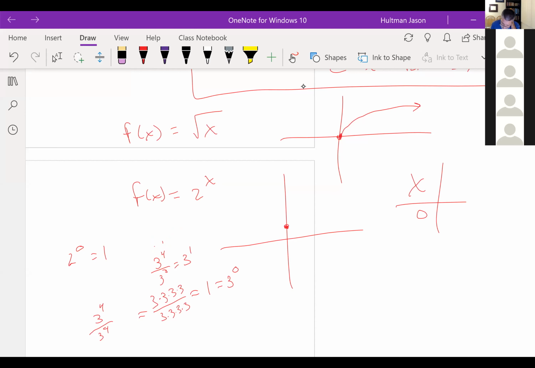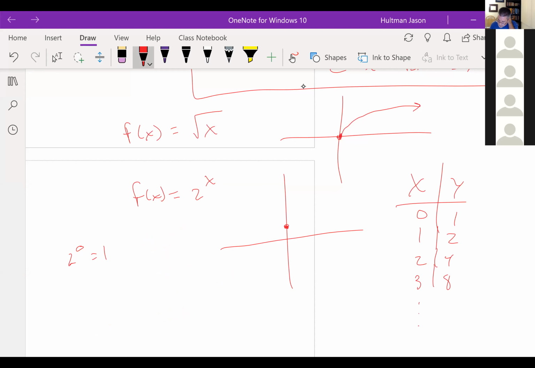I'm going to get rid of my 3's here. Okay. When x is 0, y is 1. When x is 1, what's y? Well, it's 2. When x is 2, it's 4. When x is 3, it's 8, and so forth and so on. And so what this looks like is this.